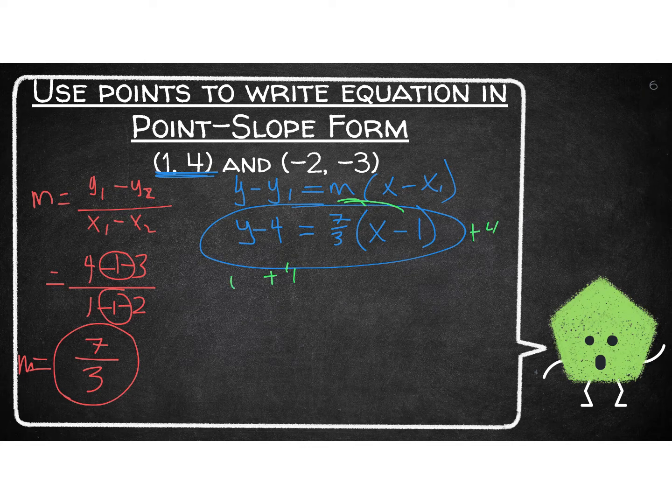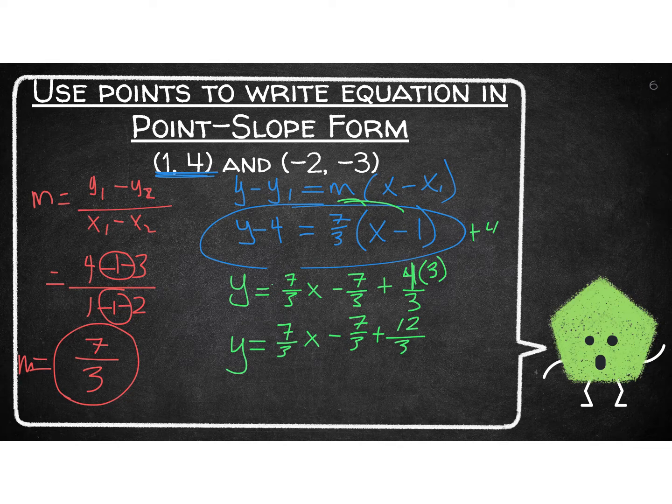Okay, so y equals 7/3 x minus 7/3. That's the distribution, and then we have to add the 4. But then we're going to have to get that common denominator again. So the common denominator would be 3. So I'm going to multiply that by 3 over 3, giving me y equals 7/3 x minus 7/3 plus 12 over 3. Now I can add because I have a common denominator there.